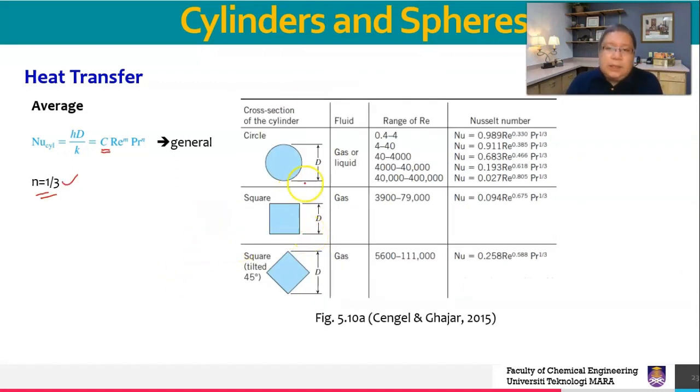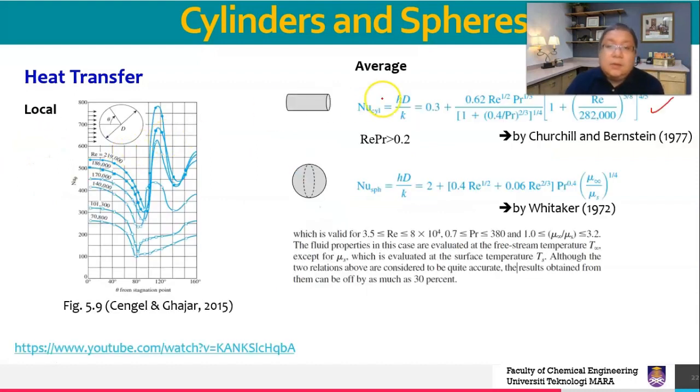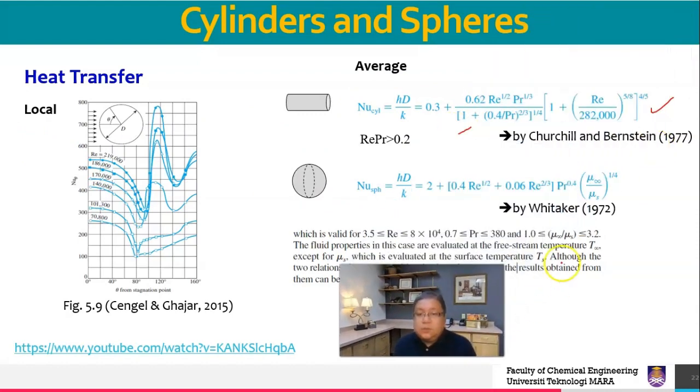So the respective value is that. So you have two formulas here. This one is for a cylinder, not for a sphere. So you have this formula and the Churchill and Bernstein formula here, to be clearer.